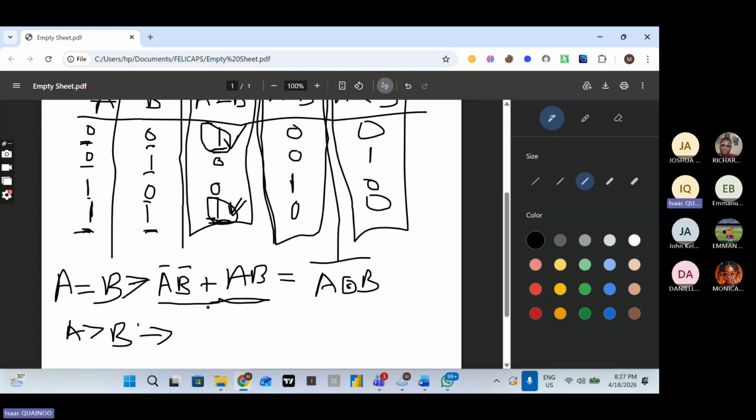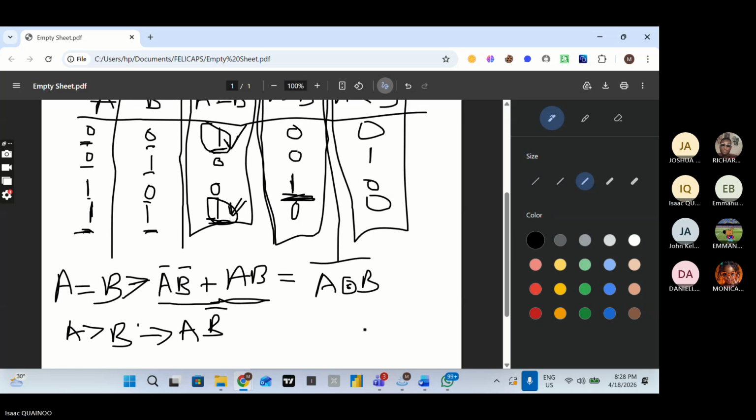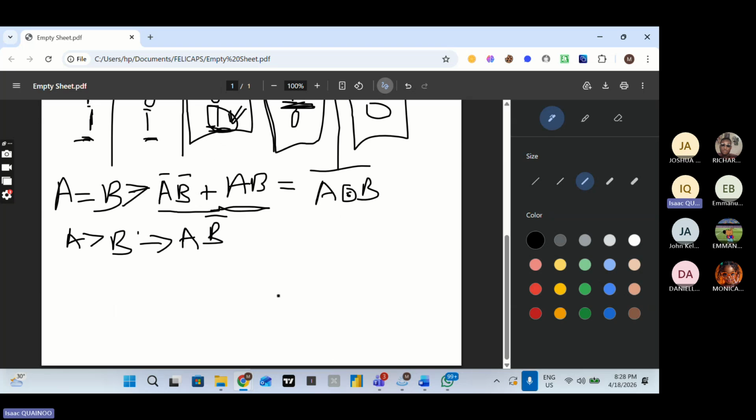So A is greater than B. We can see that we only have a 1 when A is 1 and B is 0, right? So if A is 1, that gives us an A. And if B is 0, that is B prime, right? So that is the expression for A is greater than B. Okay.